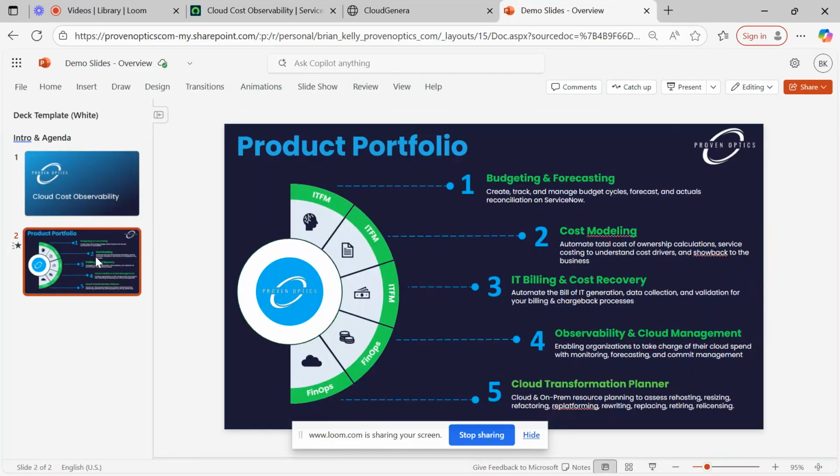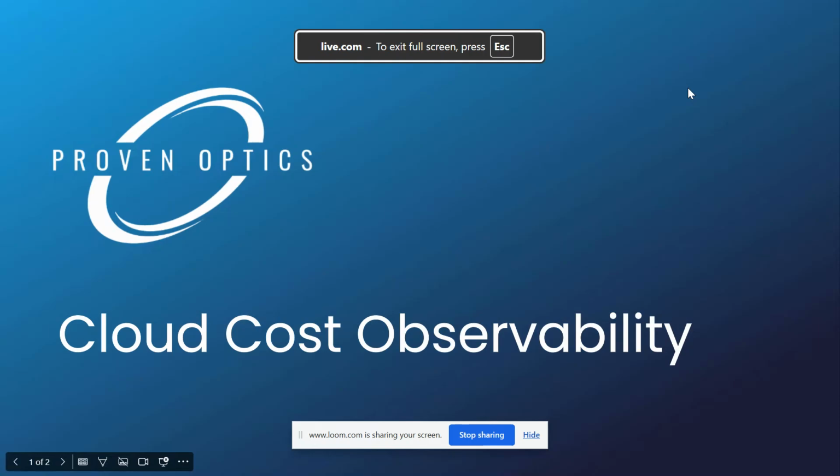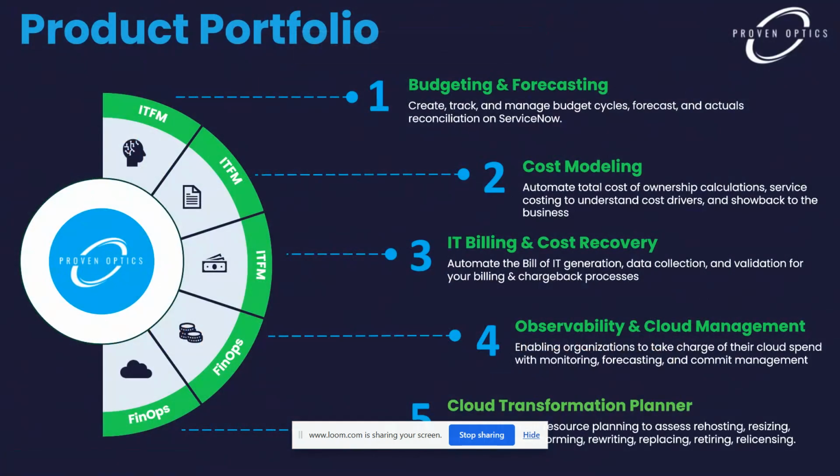This solution, again, is leveraged by our customers in conjunction with the other applications available for purchase within the Proven Optics IT financial management portfolio. This particular piece of software, which specializes in FinOps, also integrates nicely into Proven Optics' other IT financial management portfolio products. So the solution can be leveraged standalone to get better visibility and better control over your cloud spend, or it can be used in conjunction with Proven Optics budgeting, cost modeling, and IT billing products so that an organization has a holistic end-to-end solution for both data center and cloud expenditures.